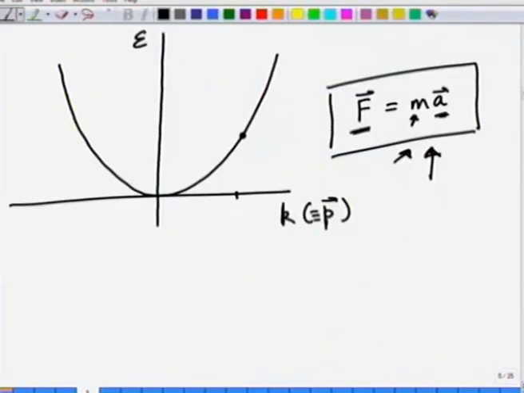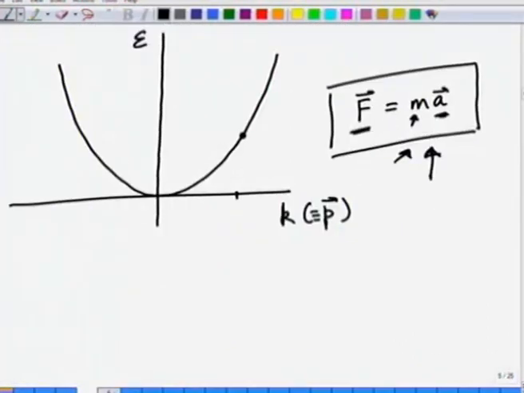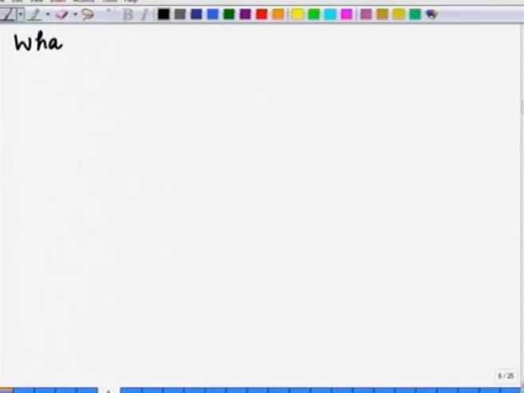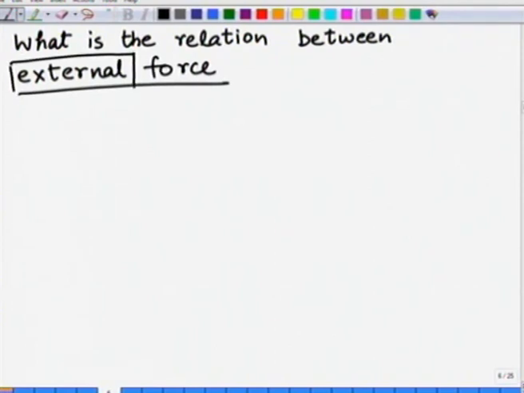Let us proceed a little bit further. So, this is where we were. We have just shown you the plot of this E versus k curve, which gives the velocity, and now I am going to start looking at something slightly more. Let us look at the relation between external force and a quantity called hk. The keyword is external here.